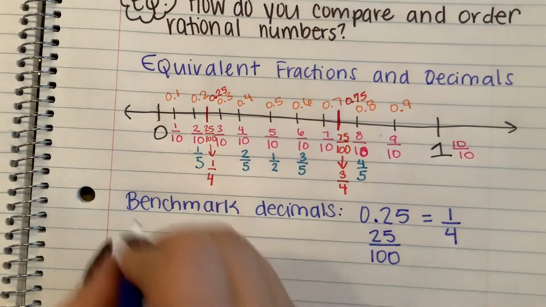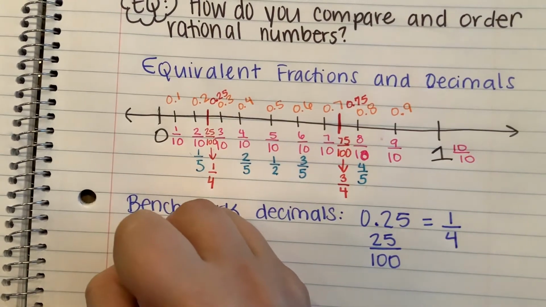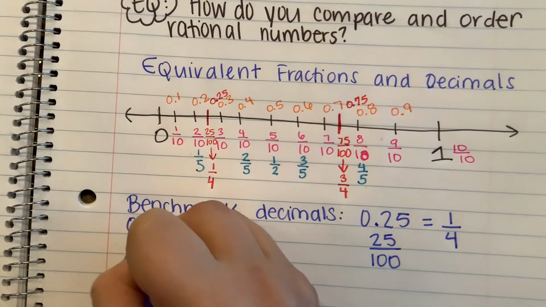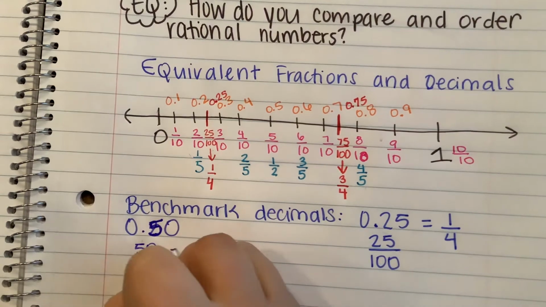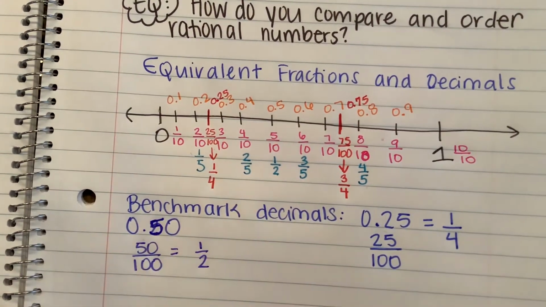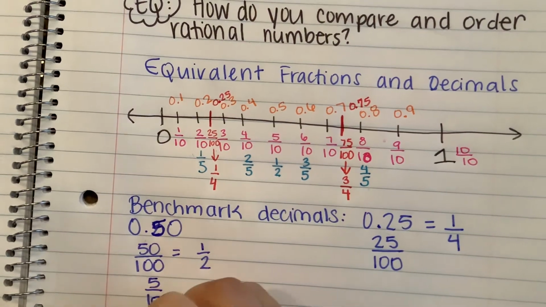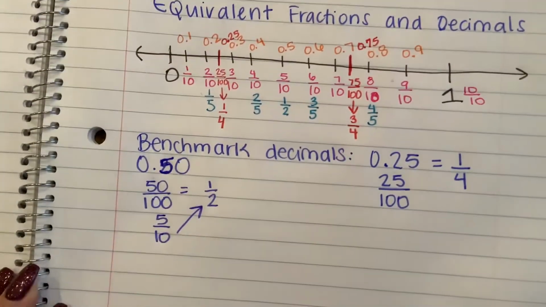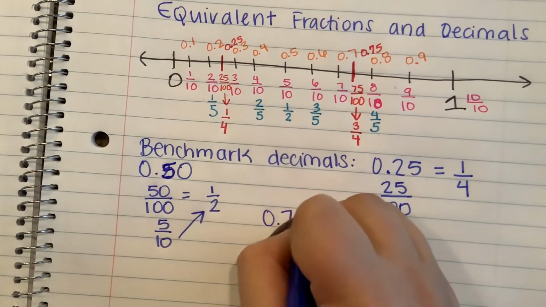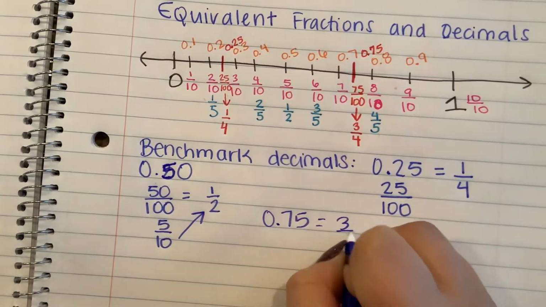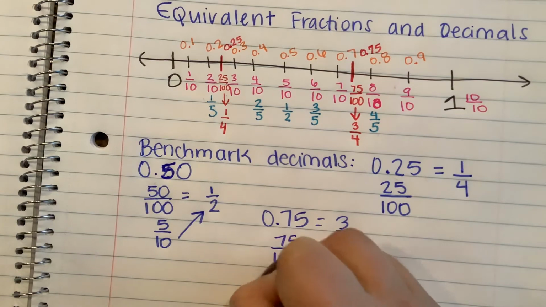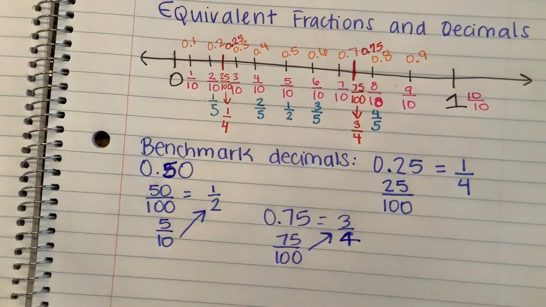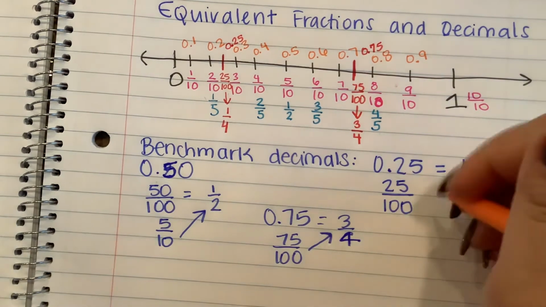Another benchmark decimal would be 0.50, or 50/100, which would reduce to 1/2. Maybe you saw 5/10 first and then you went to 1/2. That's fine also. Then we have 75 hundredths. This can be looked at as 3 quarters because we had 75/100 and reduced it down. If it helps you, think of money and go ahead and add that as a tip on the side.